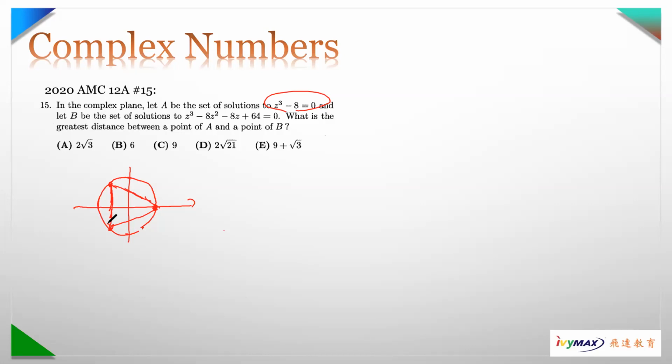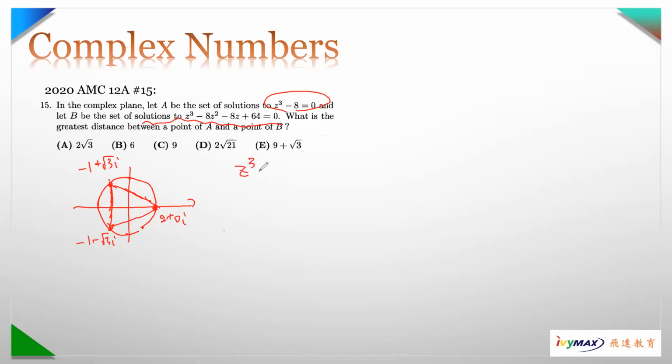And this point, if you figure it out, should be negative 1 plus root 3 i, and this is just 2 plus 0i, and this is negative 1 minus root 3 i, right? Something like that. And the next one, we need to find the solutions for the second equation.